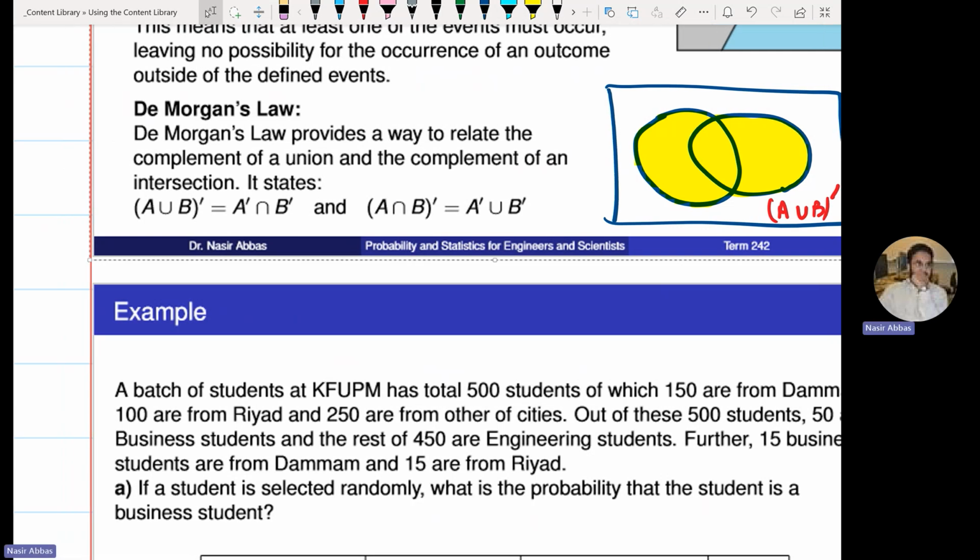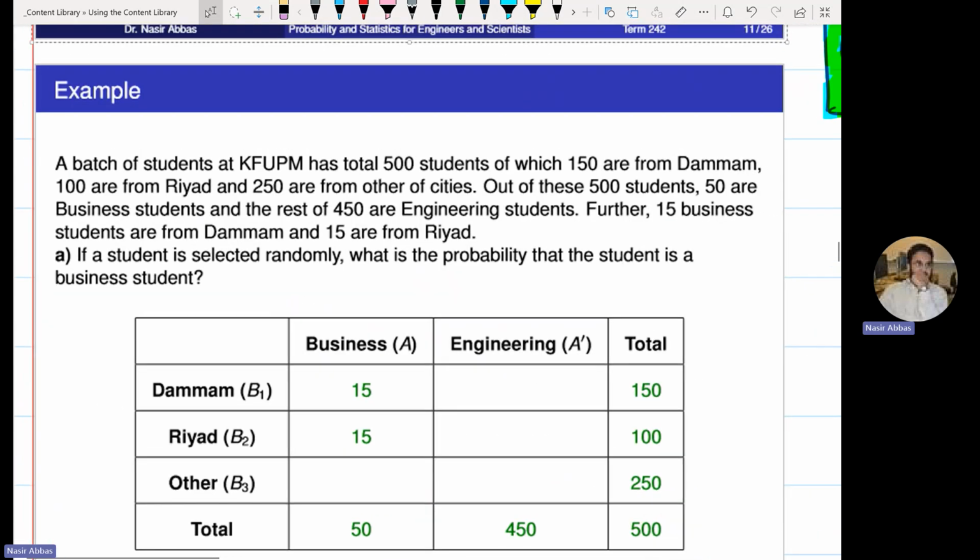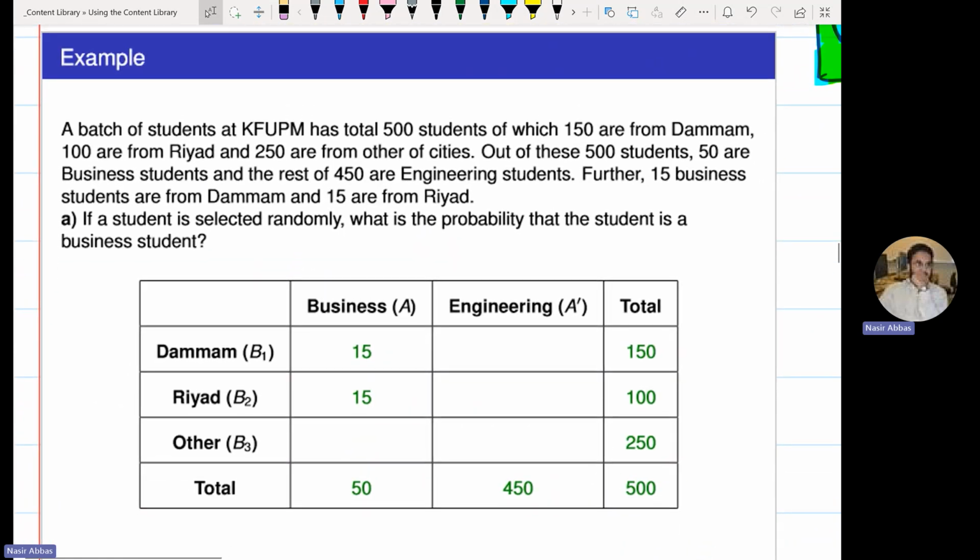Now we will make use of all of these concepts to solve this one comprehensive example that I created. I will use this example to elaborate the concept of probability, the concept of complement, the concept of union, the concept of intersection, the concept of mutually exclusiveness, the concept of De Morgan's law. All of them I will implement using this example. Last row, is the font size okay?